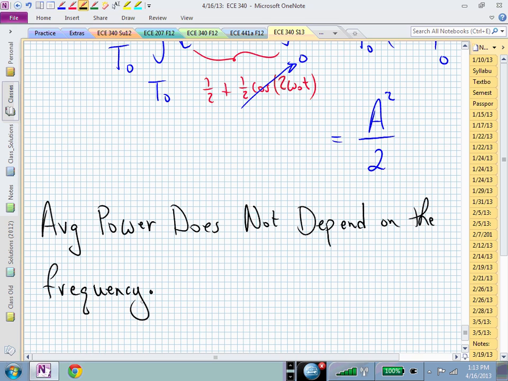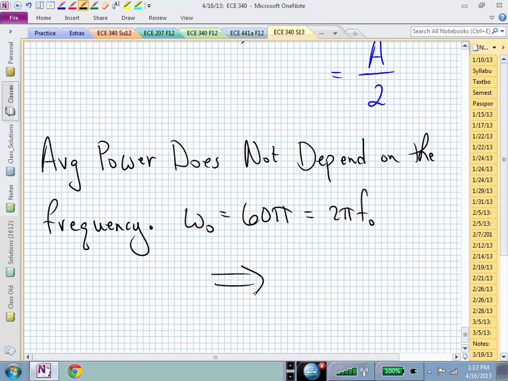In this case, if we were curious in terms of, oh, what were you integrating over in terms of a time length? Omega naught was 60 pi. Now I'm getting hungry thinking of 60 pi. That's 2 pi f naught. Didn't have enough for lunch before class. That's a pretty common occurrence.